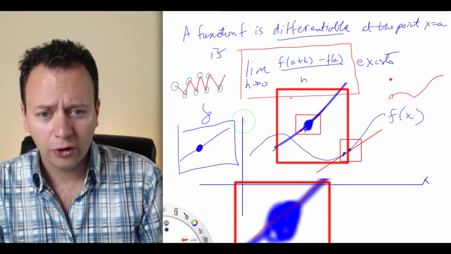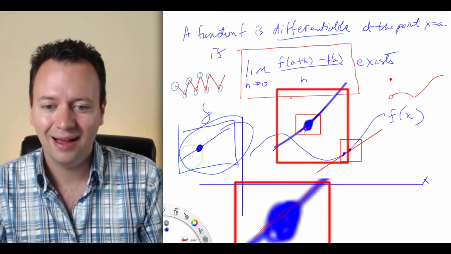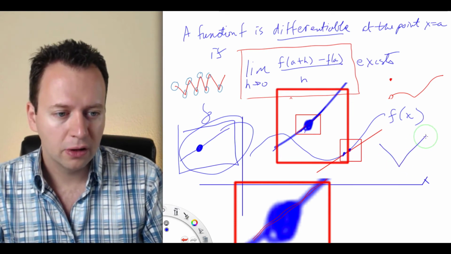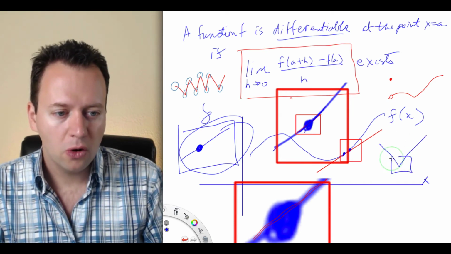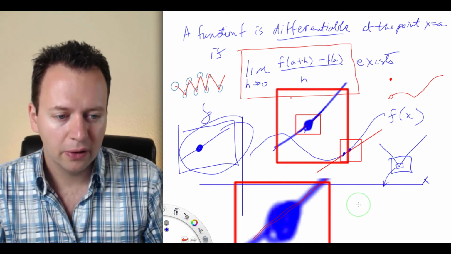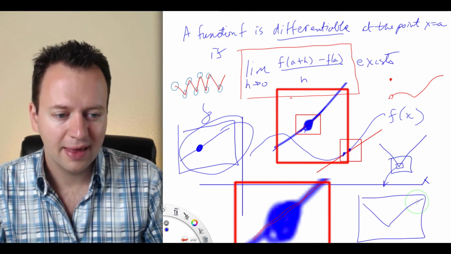So in order for this to work, you have to zoom in to the point and get a line passing through that point. Now, if you have a function with a jagged edge, it won't matter how many times I zoom in. I zoom in here, let's blow that up, and I still get that jagged edge.